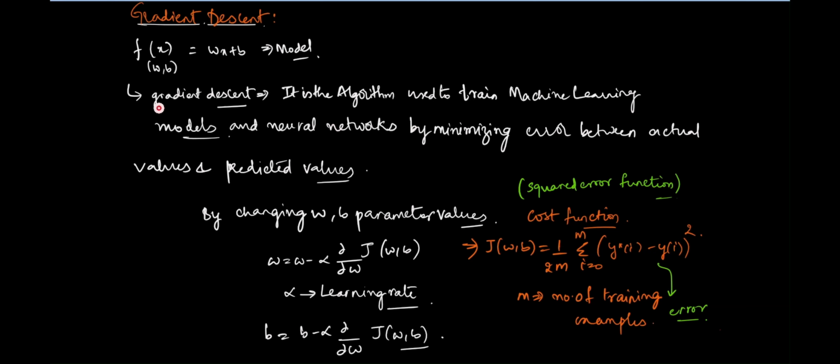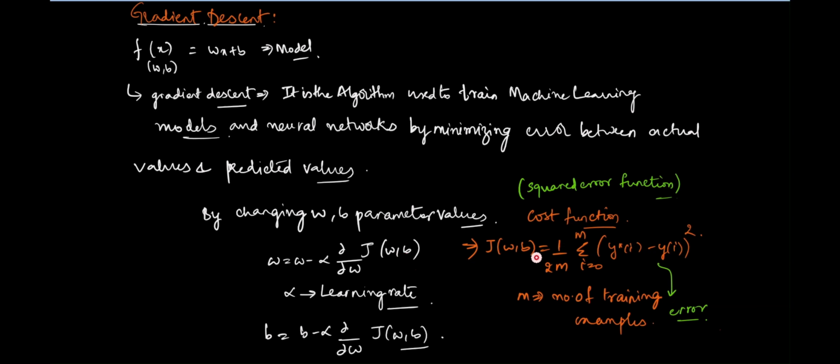So let us see. Basically our model is f(x) = wx + b. How does it actually change the w value so that it decreases the cost function value? These are the formulas for how it updates the w parameter as well as the b parameter. So w = w minus alpha times the derivative of the cost function. Alpha here is the learning rate.